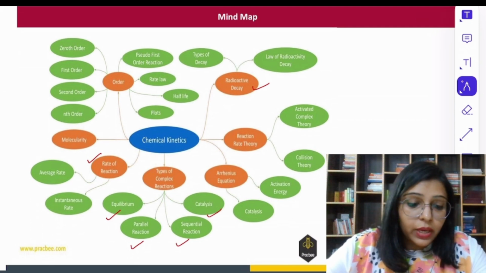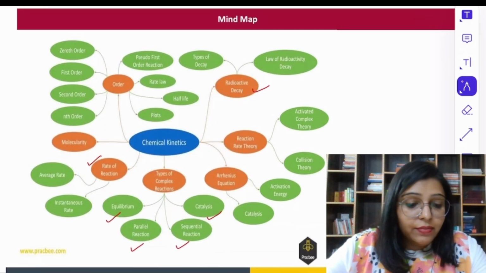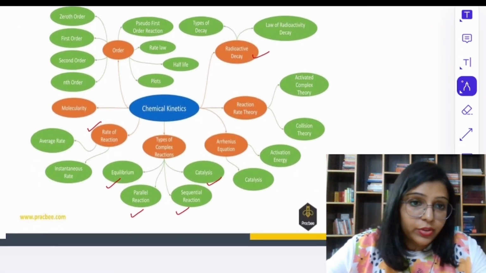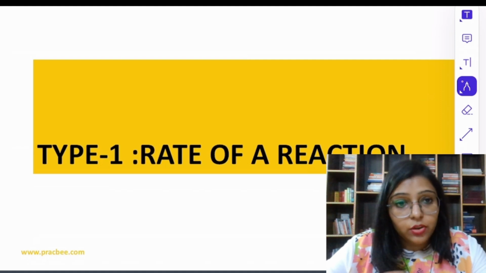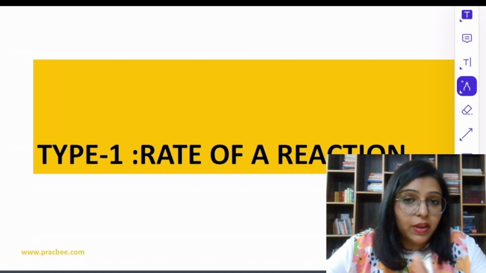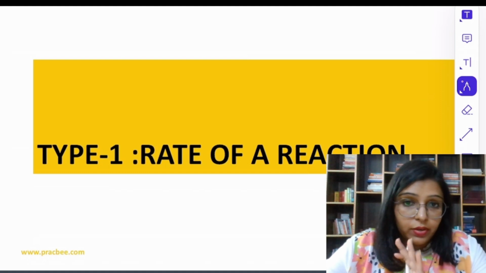That's it. Okay, so now as I have divided all the questions into 8 topics, so the first topic is the rate of a reaction, and in that we are going to discuss different questions by which we can solve the rate of a reaction.